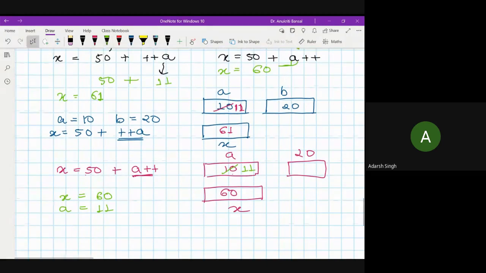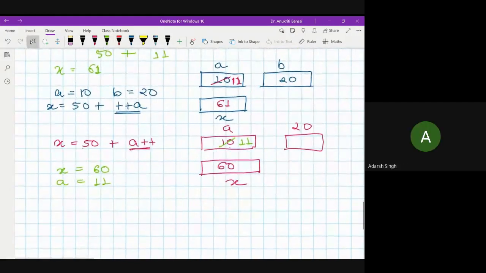Post increment. Post increment में क्या होता है? Value of a will be used as it is first, and then it will be incremented. तो अगर मेरे पास ये expression है, so here a plus plus, it is the post increment operator. So first the value of a will be used in the expression, that is 10. So 10 will be used in the expression. 50 plus 10 is 60. So x will be assigned 60.